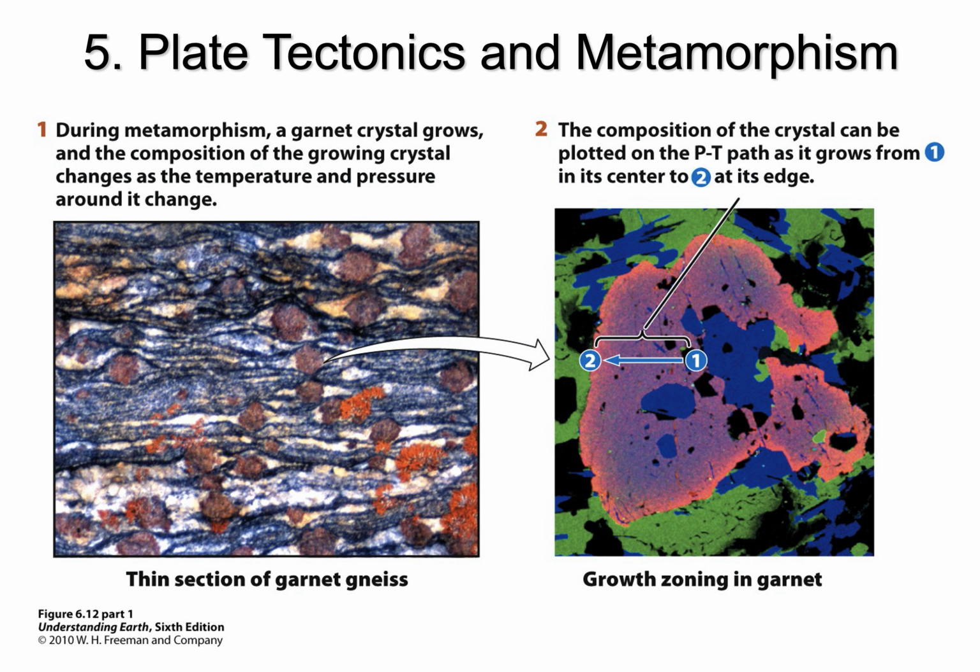So here we have now a thin section, yeah? The first one shows us a garnet gneiss, and you can see all these reddish bubbles inside. These are garnet crystals, and such a garnet crystal has to grow. So what is written here: during metamorphism, a garnet crystal grows, and the composition of the growing crystal changes as the temperature and pressure around it change.